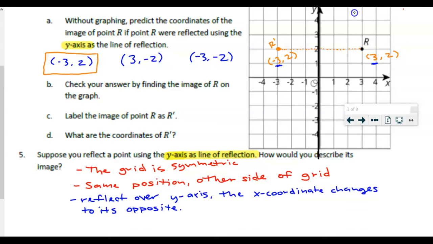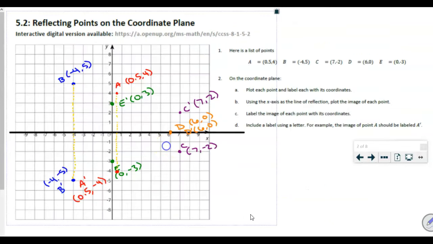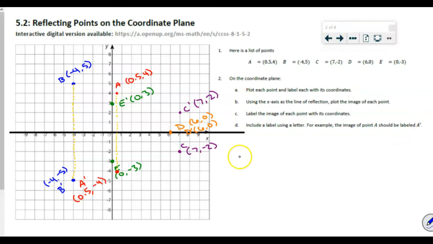And we saw that same sort of behavior when we were reflecting over the x-axis, but it was a little bit different. So we're going to come back to our reflecting over the x-axis, and I want to summarize that here, back on our first page. So we saw C had the coordinates 7, -2, and the reflection was 7, 2. We saw that A was 0.5, 4, and the reflection was 0.5, -4. What's happening is I'm reflecting over the x-axis now instead of the y-axis.